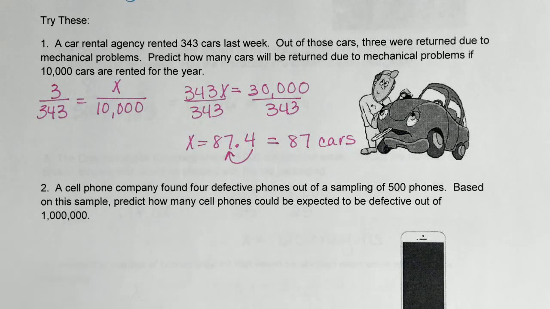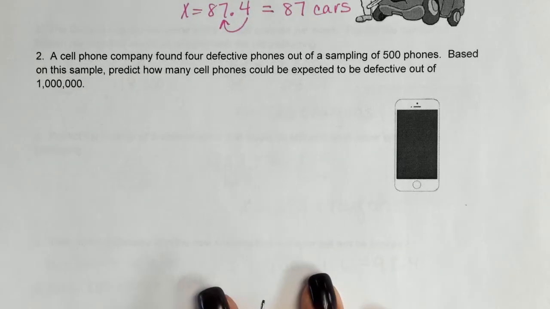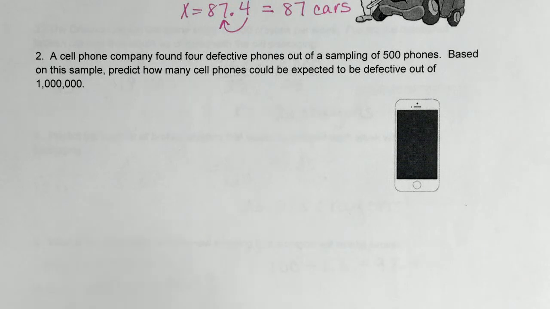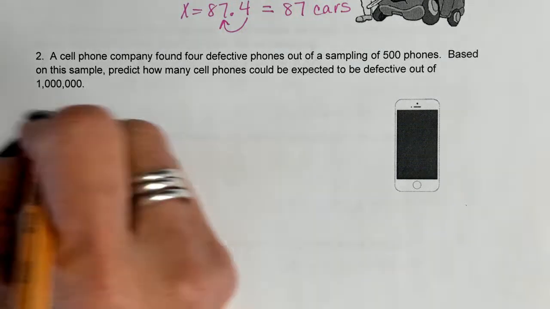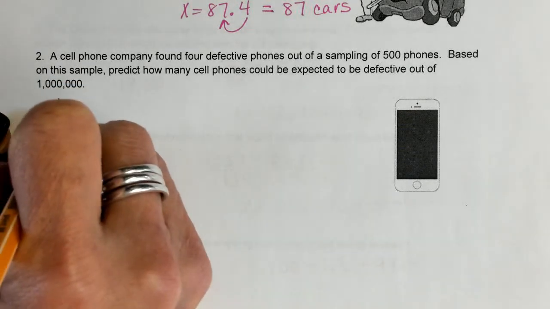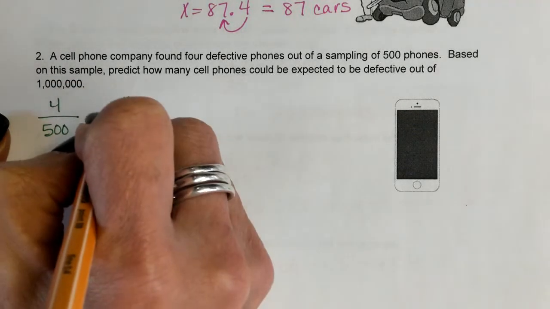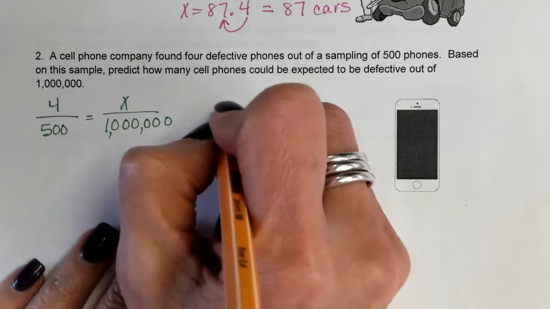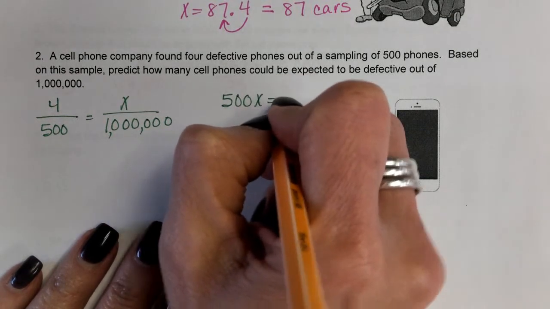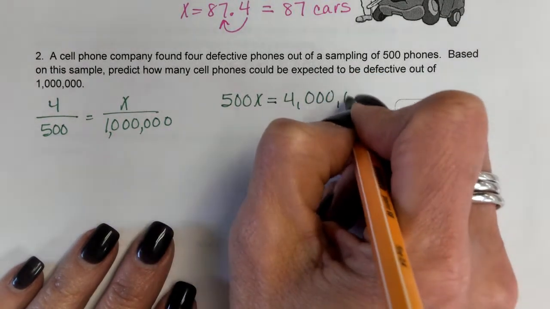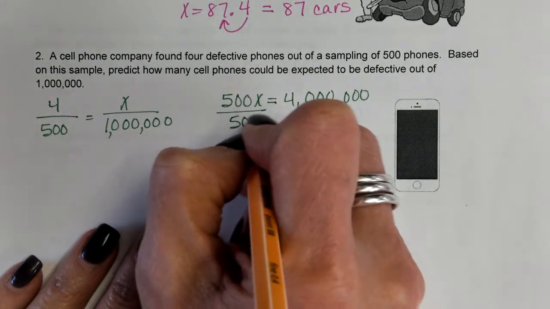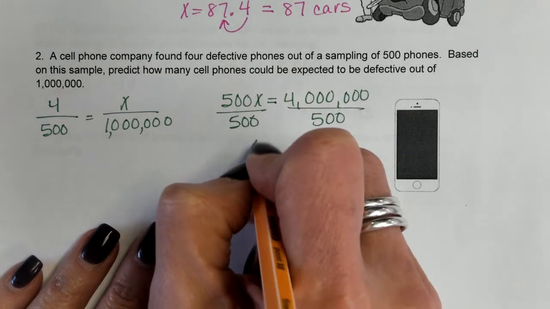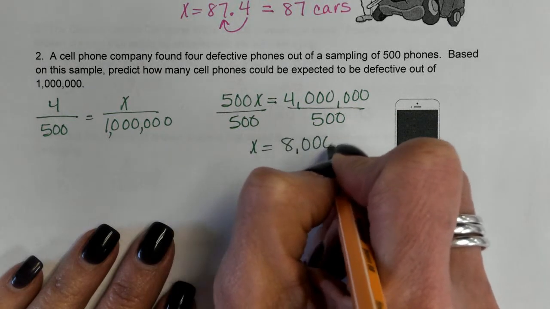All right, our last one: a cell phone company found 4 defective phones out of a sampling of 500. Based on this sample, predict how many cell phones would be expected to be defective out of 1 million. So there's 4 defective out of 500. How many would you expect out of 1 million? So again, we're going to cross multiply. 500x equals 4 million. We're going to divide by 500, and x equals 8,000 phones.